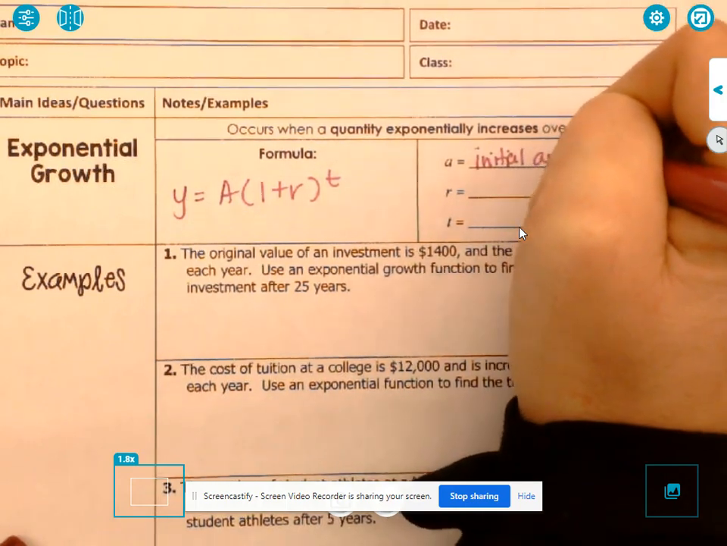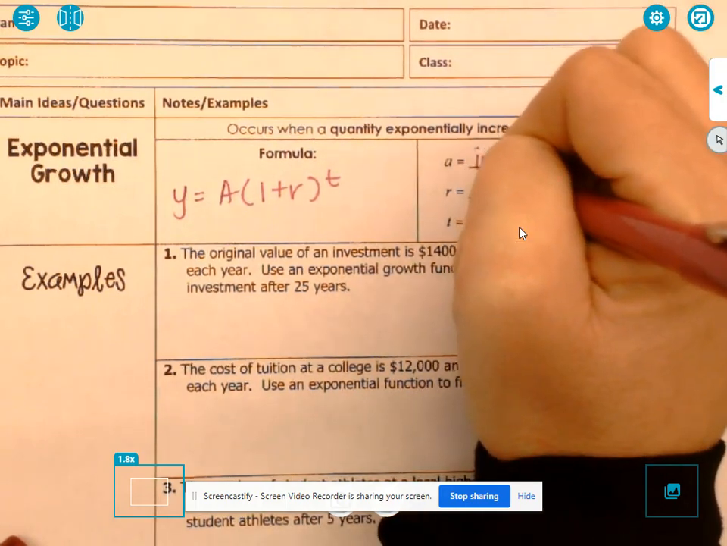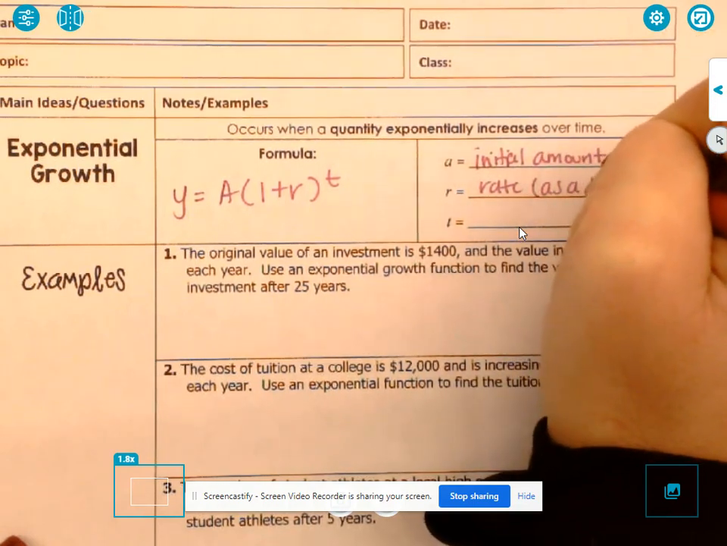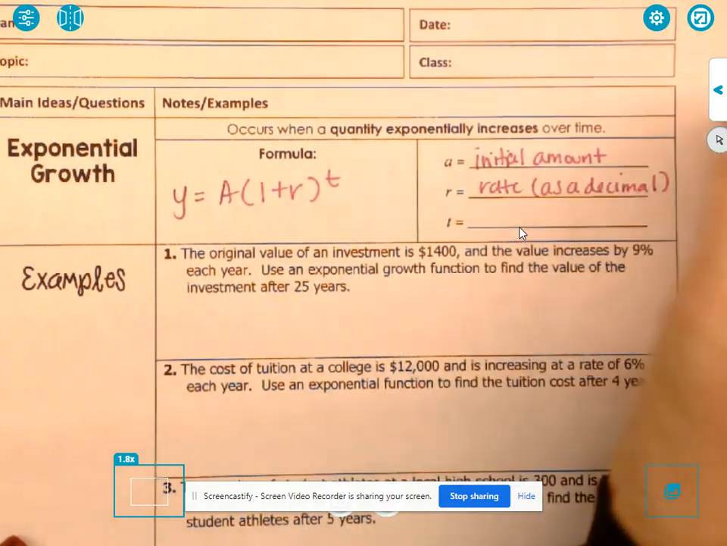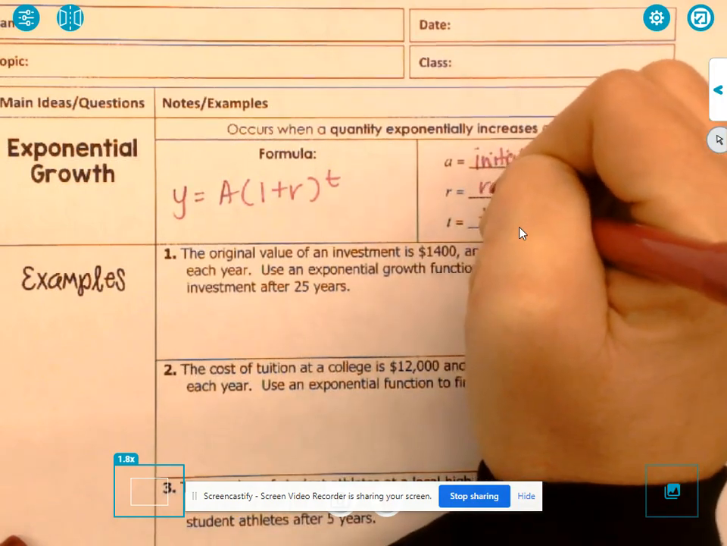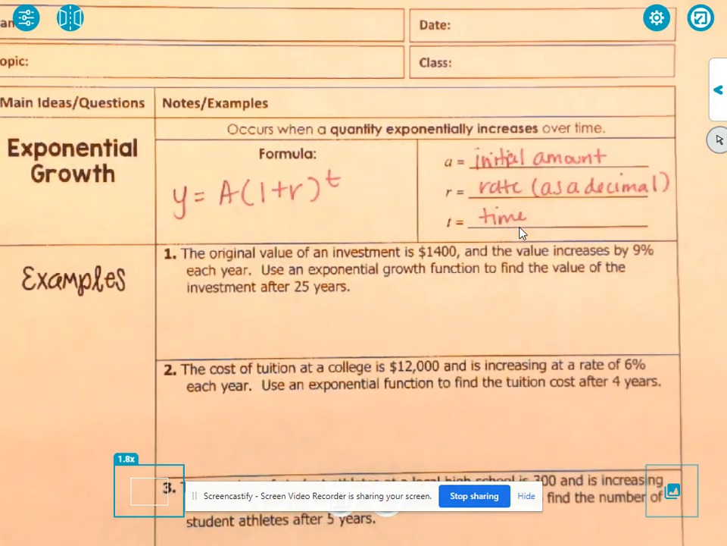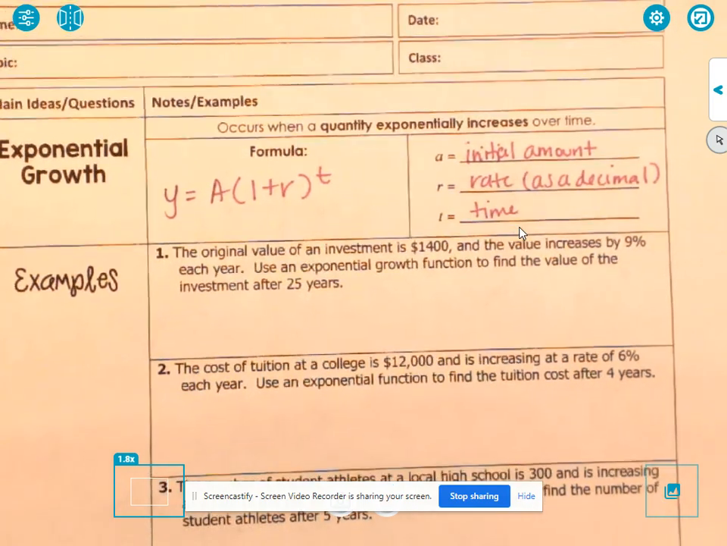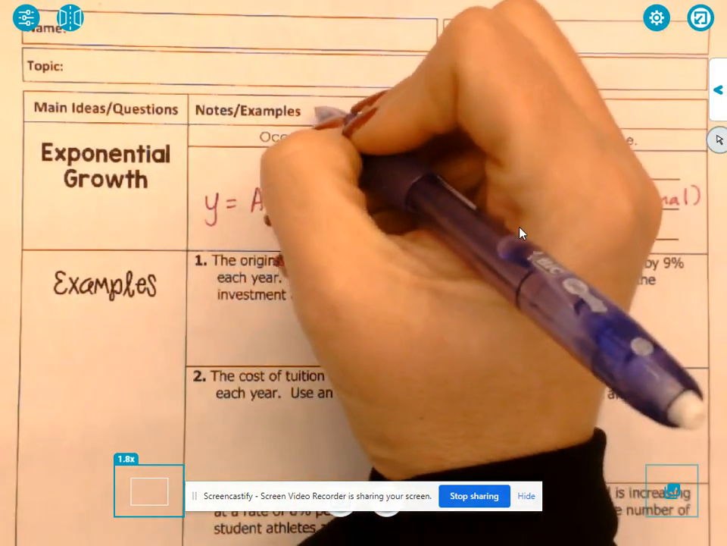So again, our a is our initial amount. Our r is our rate, and remember that has to be as a decimal. And then our t is our time. The one thing about time is you do want to make sure that the units match whenever you're doing these. I don't think any of the ones we have today are like that, but we'll talk about that once we run across it in our notes.